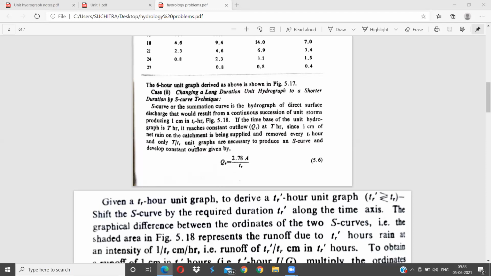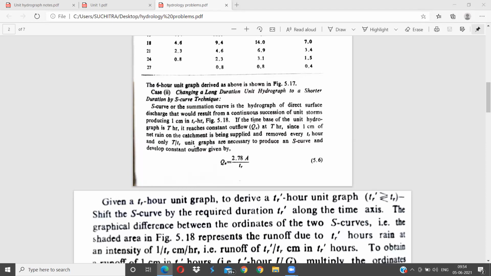The S-curve, also called the summation curve, is the hydrograph of direct surface runoff that would result from a continuous succession of unit storms producing 1 centimeter in TR hours. That means the S-curve technique is nothing but the summation curve of direct surface runoff that has resulted from continuous successions of unit storms, which produce a volume of runoff equal to 1 centimeter in TR hours.